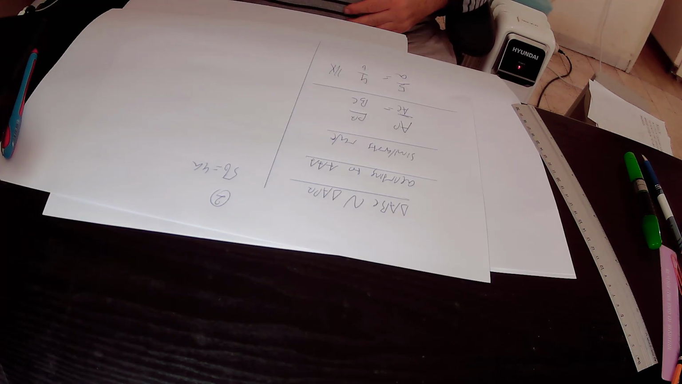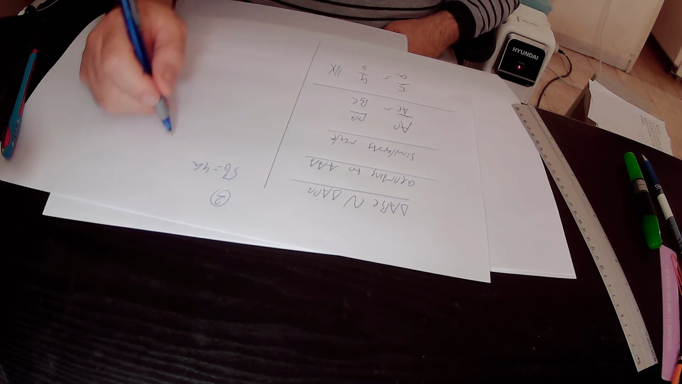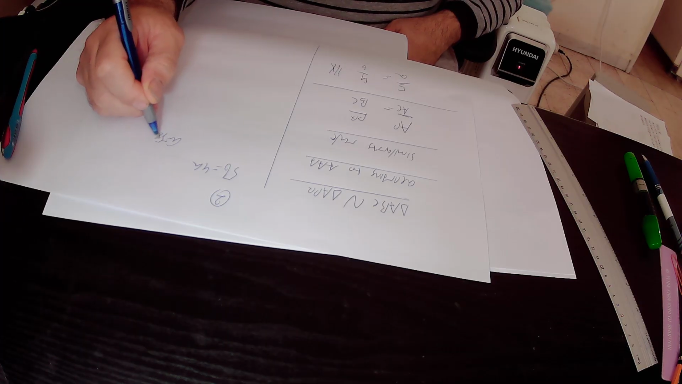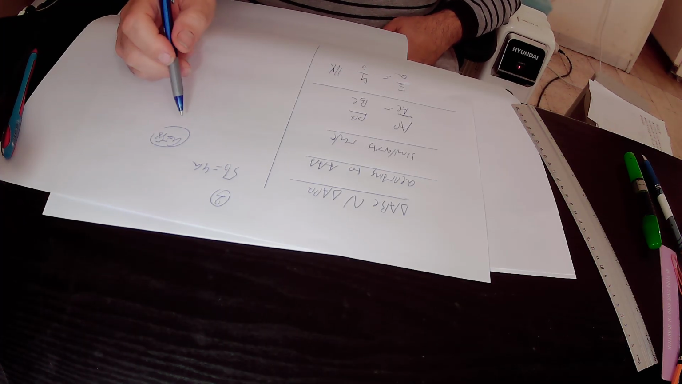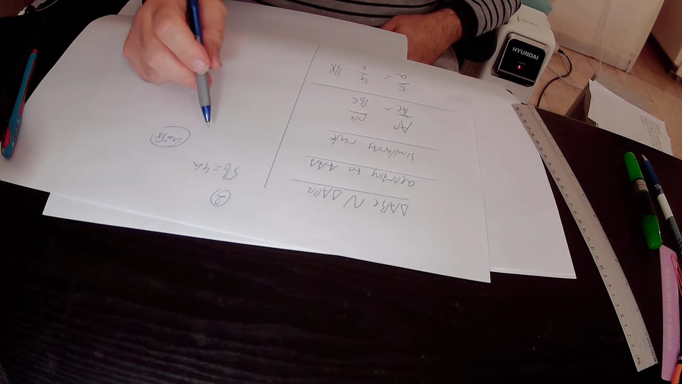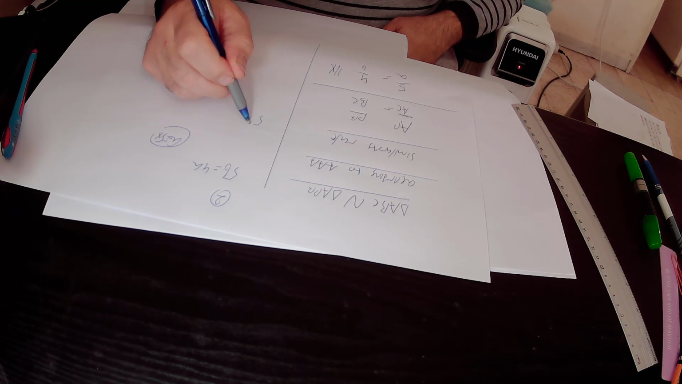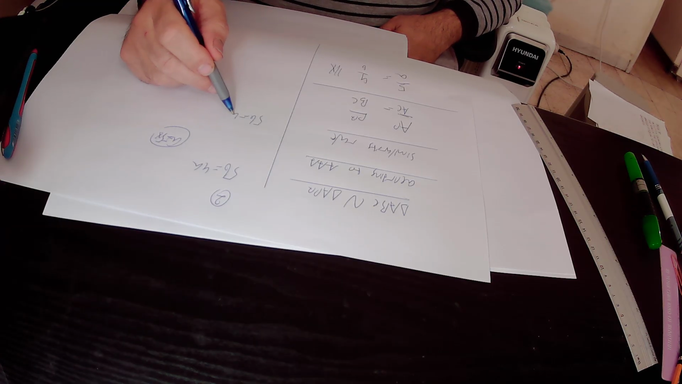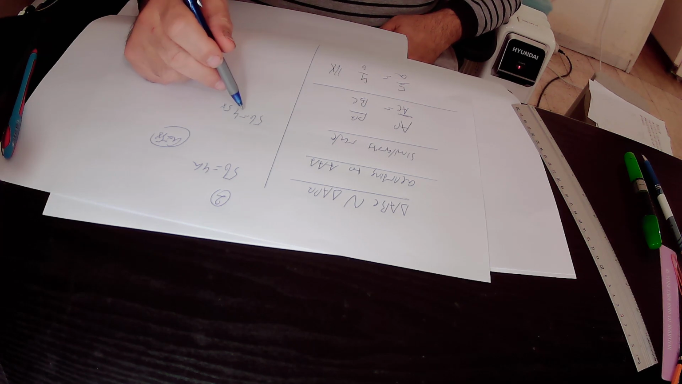What is the meaning of this equation 5B equals 4A? It means that if A equals 5x, what is the value of B? Just substitute A by 5x and we find out the value of B. We get 5B equals 4 times 5x.